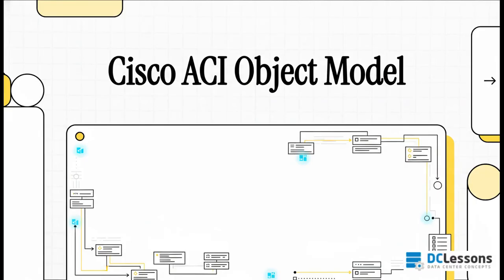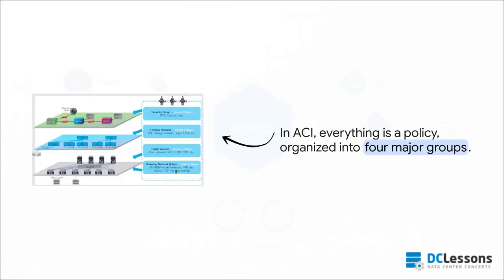All right, let's talk about the one thing you absolutely have to understand to really get Cisco's application-centric infrastructure, and that's the ACI object model. It's truly the foundation of everything. Okay, so let's jump right in.